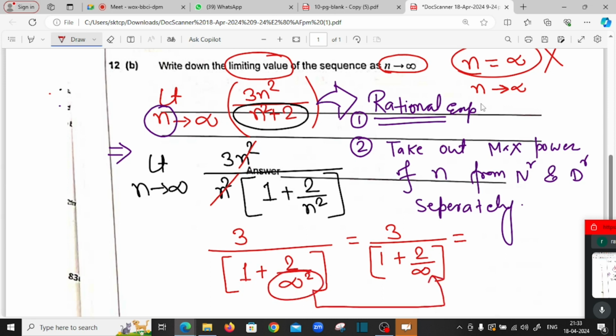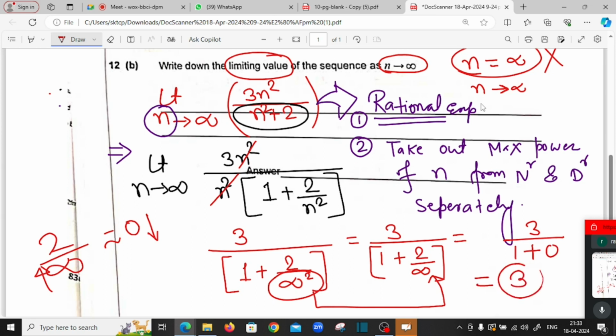So what will be 2 upon infinity? Can you tell me what will be 2 upon infinity? It will be approximated as 0. If the denominator gets increased, the value gets decreased. So the overall value will be 3 upon 1 plus 0. So the value is 3. First write it and I will discuss further.